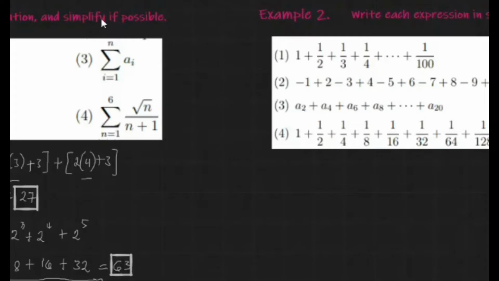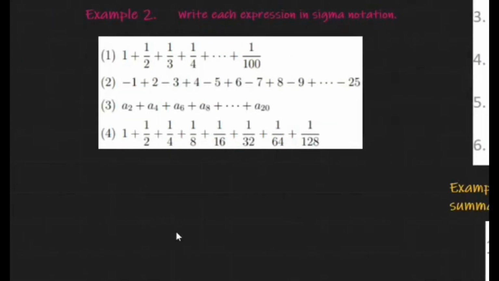Sample number 2 is write each expression in sigma notation. Kanina dito, in-expand natin. Nilagay natin lahat ng terms. Pero this time, iba naman yung approach. From the series, gagawin naman natin yung formula niya. Okay? Ibig sabihin, ito yung kailangan natin ibigay. Ito yung sigma notation. Okay, number 1.